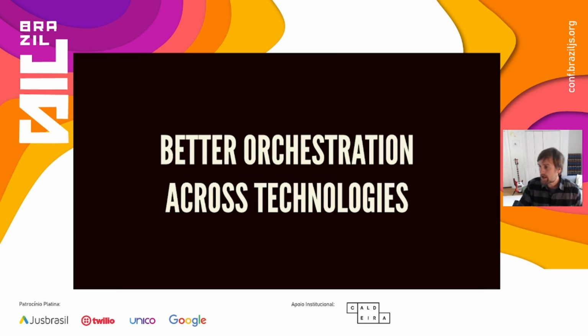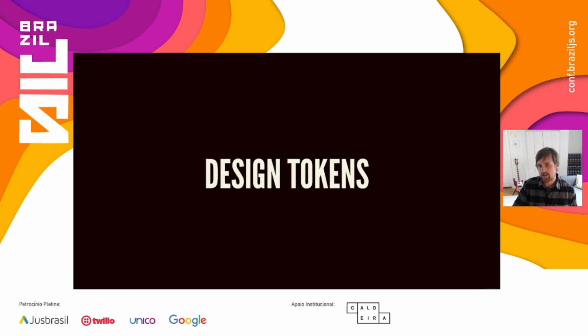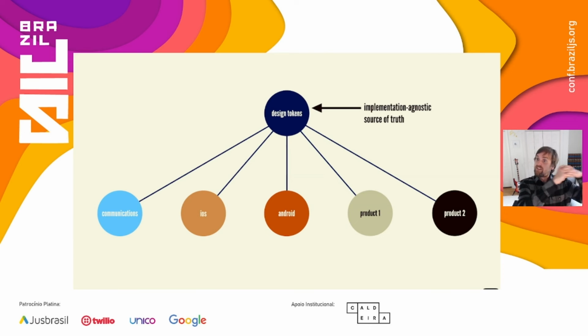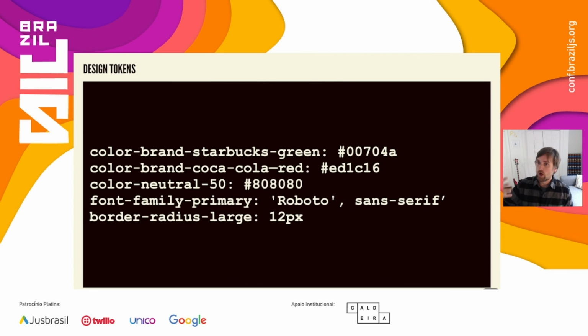I also think that there's going to be better orchestration around and across technologies. Design tokens are one vehicle currently being used to treat low-level design decisions as reusable tokens that can then cascade out into different tech platforms and tech stacks. What we're talking about with design tokens are low-level values, things like Starbucks green or Coca-Cola red, or different font families and other low-level design values. And then tools like Theo or Style Dictionary can be used to convert these values into something like Sass variables, a JSON file, CSS custom properties, or iOS or Android specific environments.